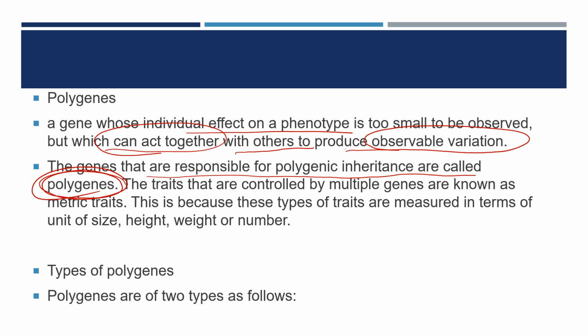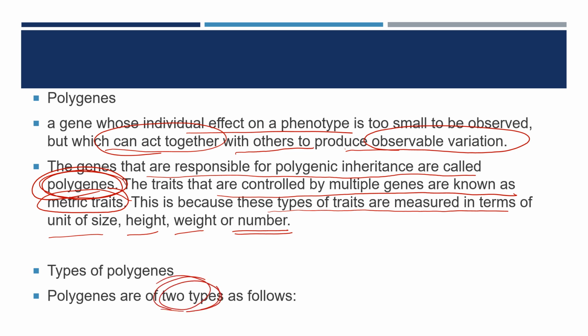The traits controlled by multiple genes are known as metric traits. This is because these types of traits are measured in terms of size, height, weight as well as number. So how many types of polygenes are there? This we should know, right? There are two types of polygenes. So what are they? Let us move on to the next slide.